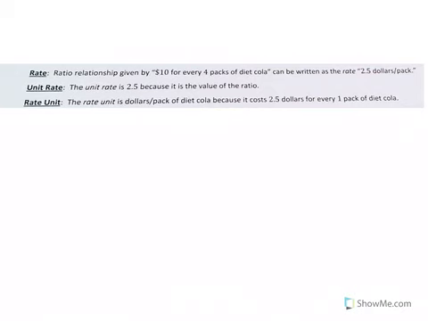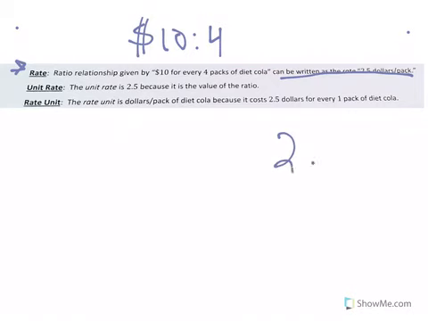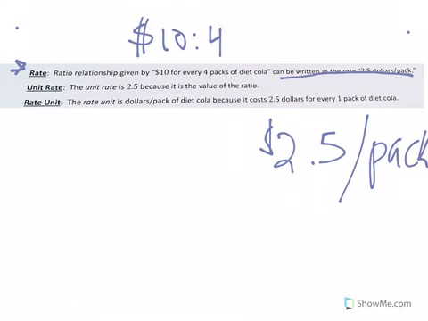Okay, we're going to jump into some vocabulary here, and these are important. We're going to use these terms a lot, and I know they're very similar, and that can be a little bit confusing. Rate. Let's look at rate first. The ratio relationship, they told us, was $10 for every 4 packs. So it was a 10 to 4 ratio. That can be written as this rate: $2.5 per pack. That is the rate.